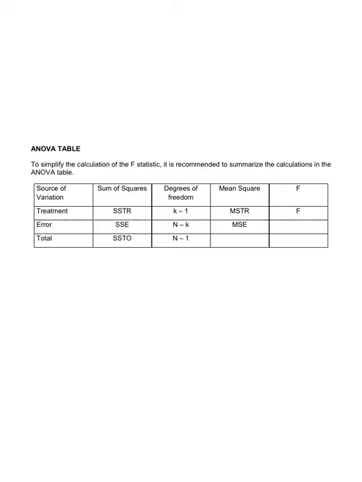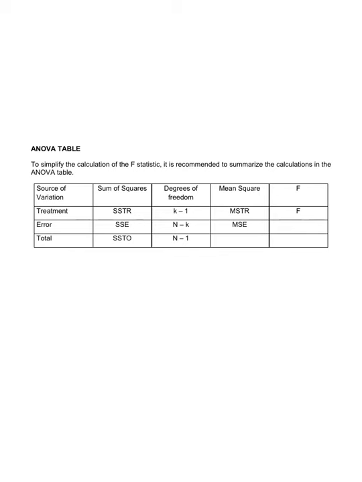Okay, so for source of variation, the treatment is referring to the factor that we are interested to study. Okay, for example, teaching method. So the treatment here is referring to the teaching method. Okay, and then we have source of error and source of total. Okay, next I will show you how this calculation will be conducted. Okay, and then we have sum of square treatment, sum of square error and sum of square total.